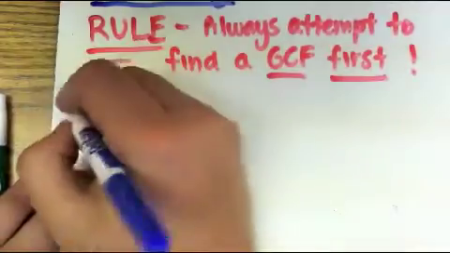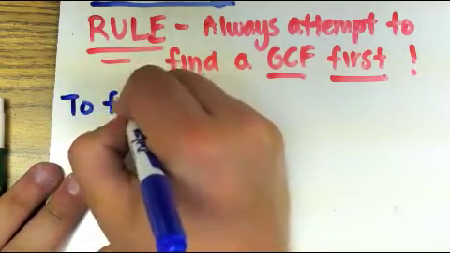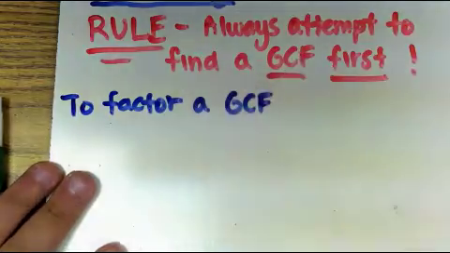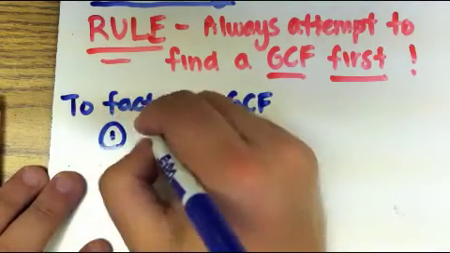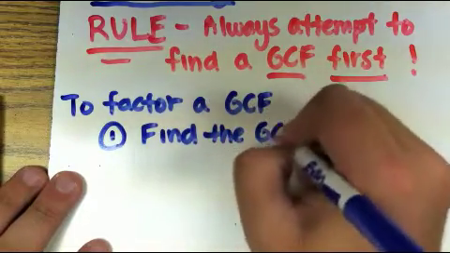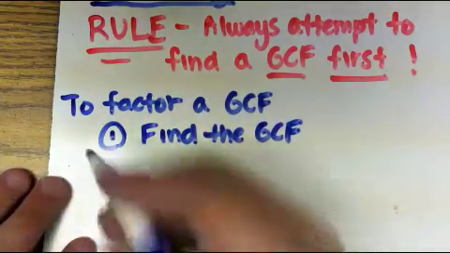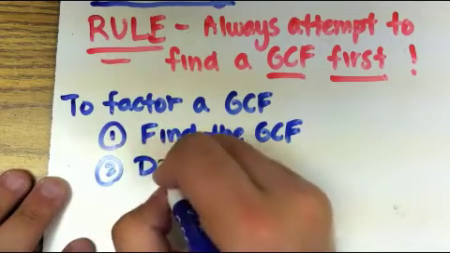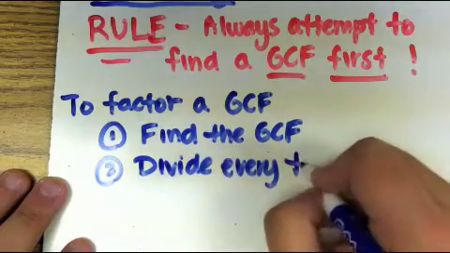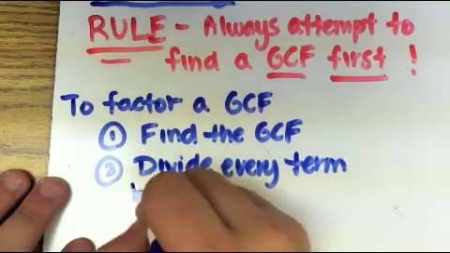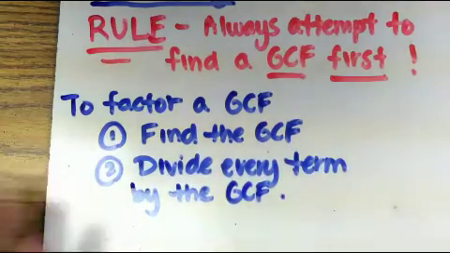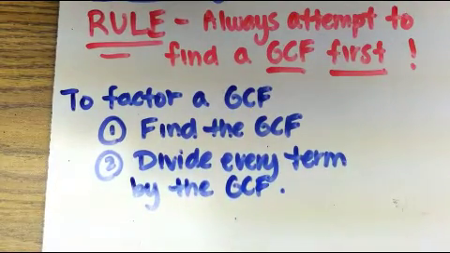So, to factor a GCF, one, you need to find the GCF, of course. And two, you need to divide every term by the GCF. And then you will have it factored.